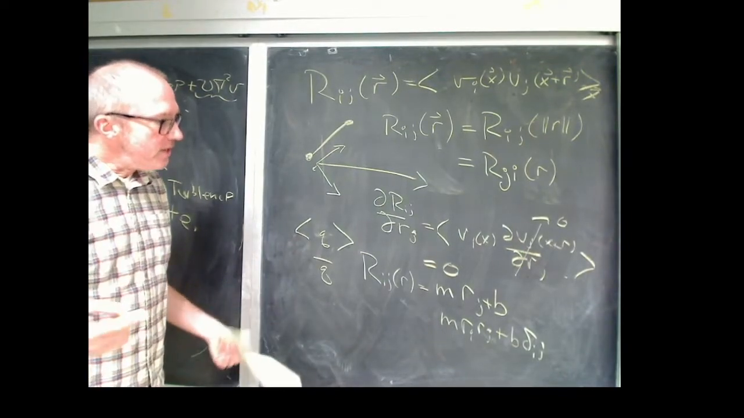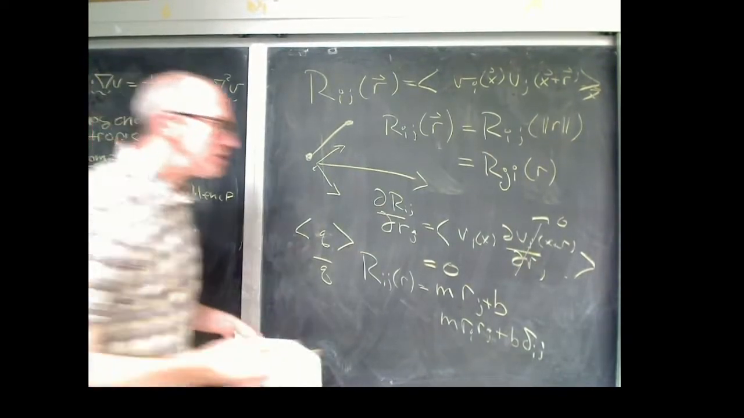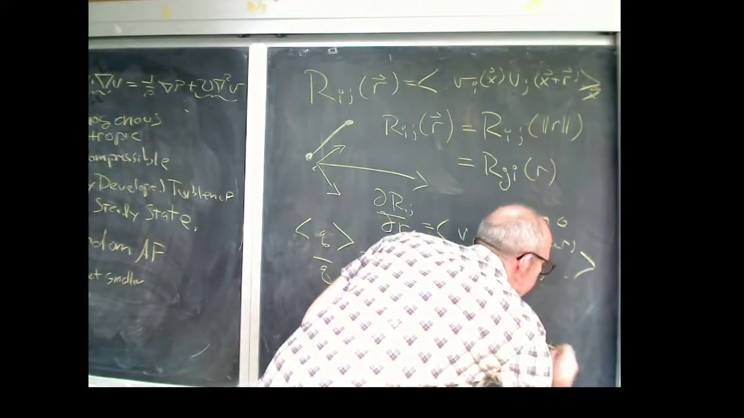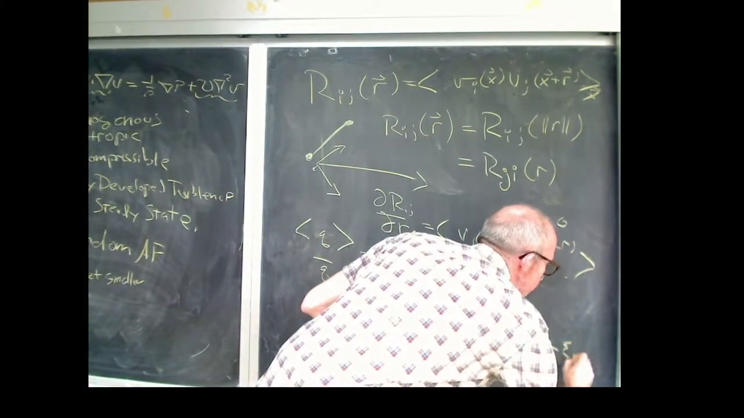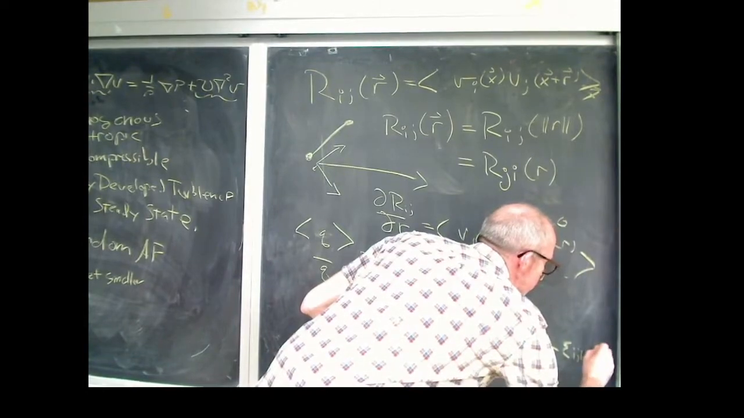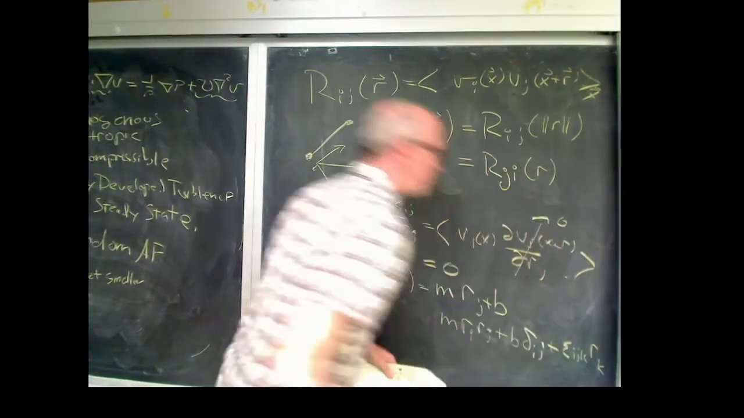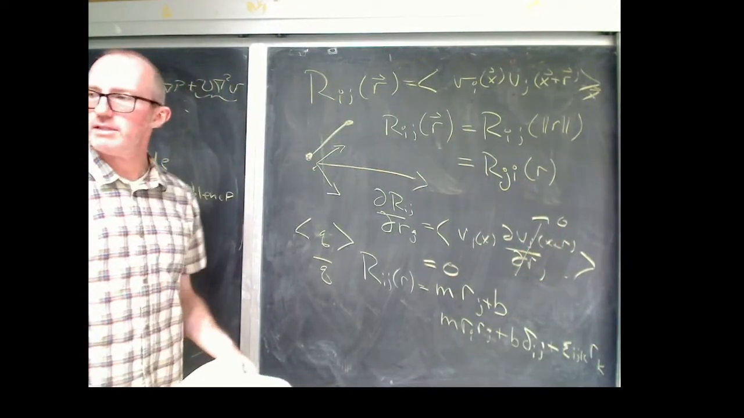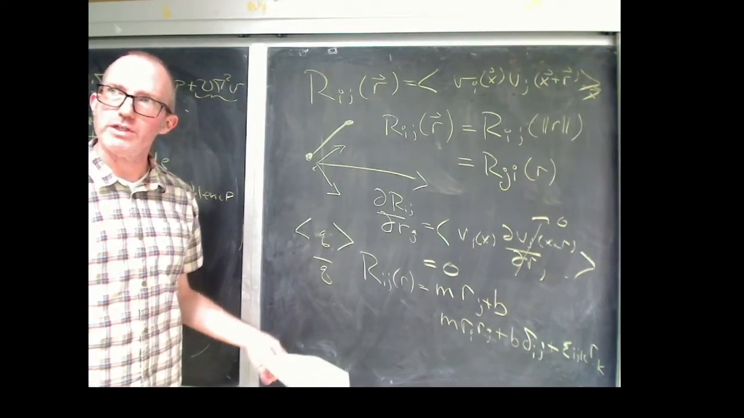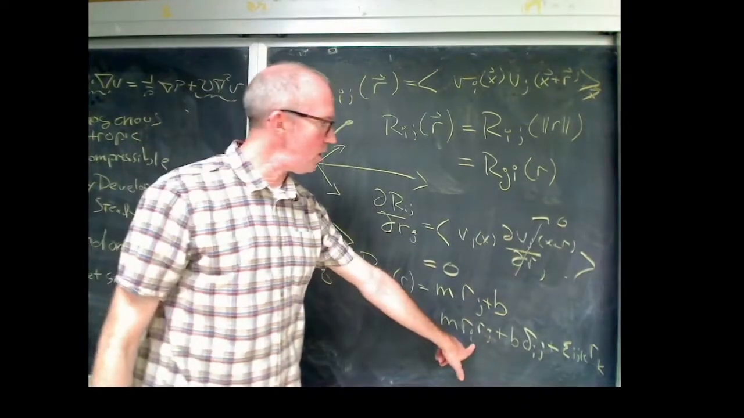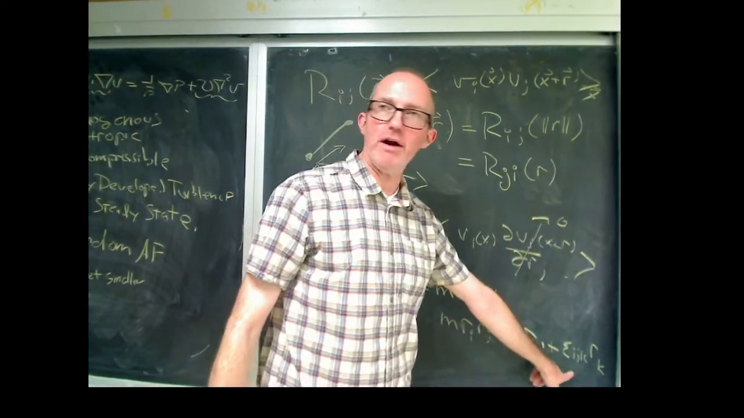Still not general enough, but it does make sense now. Oh, there's another thing that I could write down. I could write down epsilon ijk times rk. Now I've written down something that's a little bit more general. So here are 2 r's, here are no r's, here's 1 r.